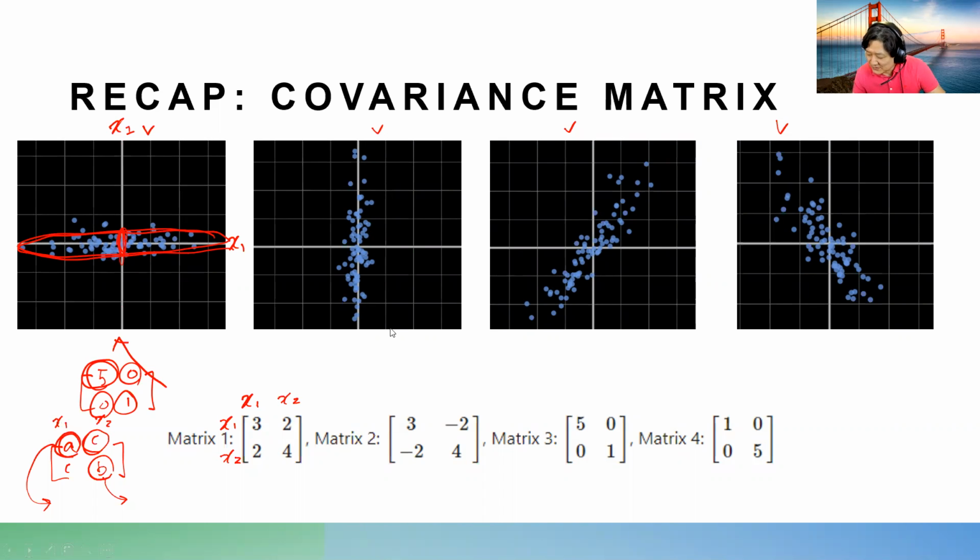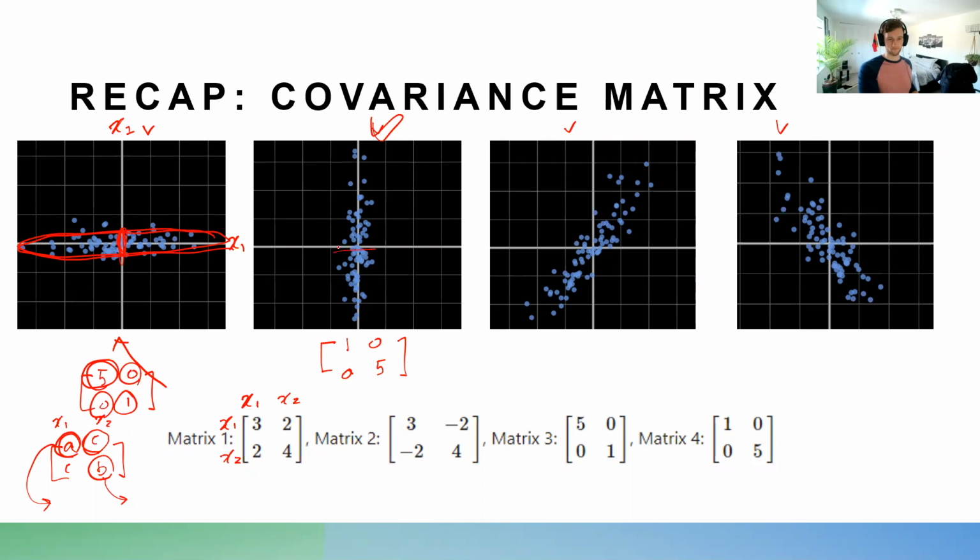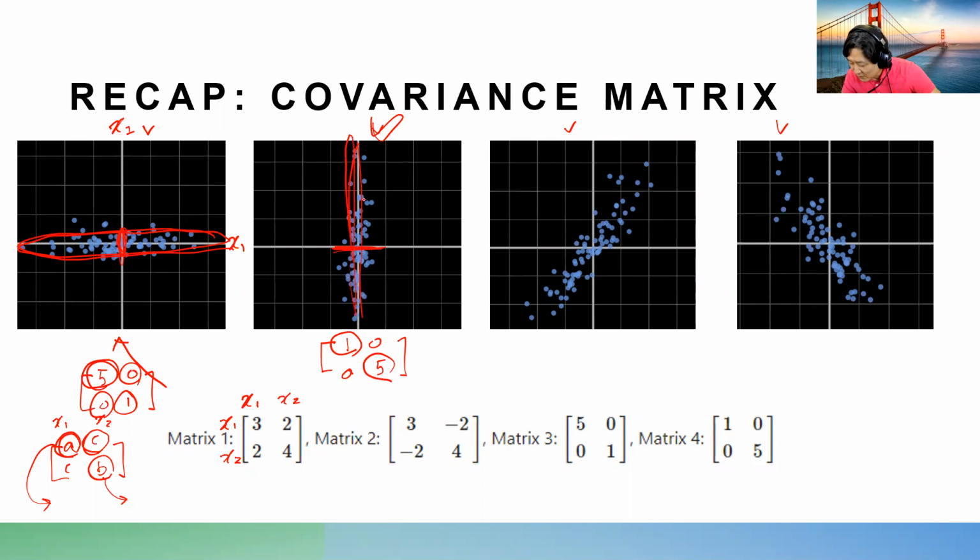So what about this case? The second graph. Number 4. Do you all agree? Yeah, it should be number 4, right? 1, 0, 0, 5. Because if you look at the x-axis, there is very small variance. If you look at the y, there is very large variance, and there is no relationship between x and y. So 0 and 0, right?